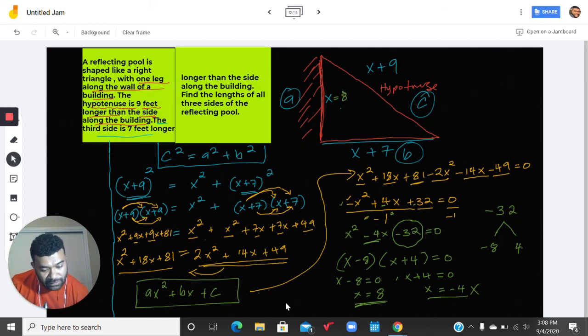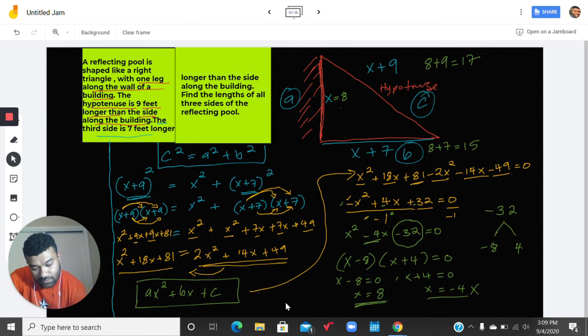And then to find the length of b, it's going to be x plus 7, which will give me the value of b. So we know our x is 8, so it's going to be 8 plus 7, which is going to give me 15. And then we know for our hypotenuse it's going to be x plus 9. So we know the value of our x is 8, so 8 plus 9 is going to give me 17.